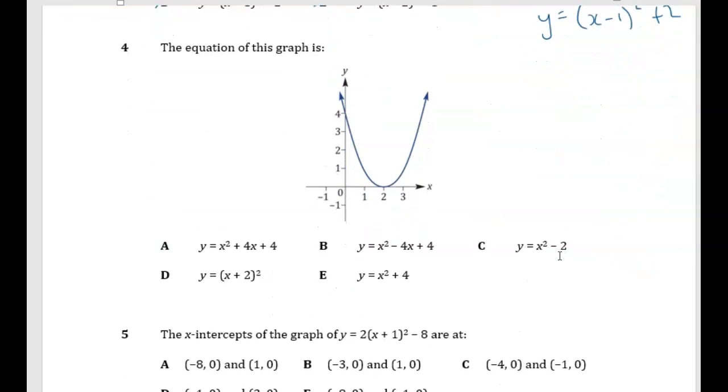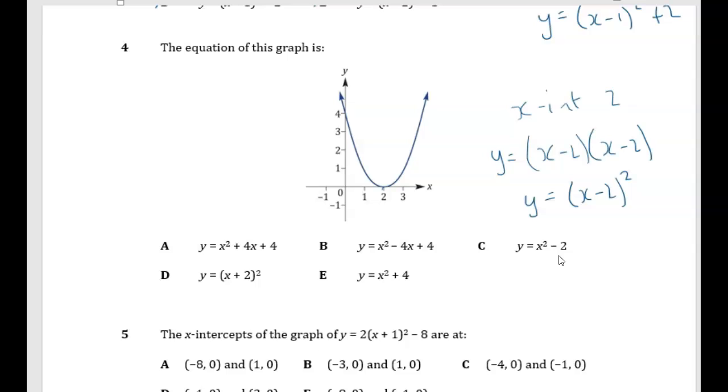All right, question 4. The equation of this graph is, so I'm looking at the different equations. It's sitting on this point here, x equals 2. So what we effectively have is an x-intercept at 2. So your equation in factorized form is going to be x minus 2, x minus 2, because when you solve that, you get x equals 2, using the null factor law. Now that's the same as y equals x minus 2 squared, and that's the same as a graph shifted across 2.